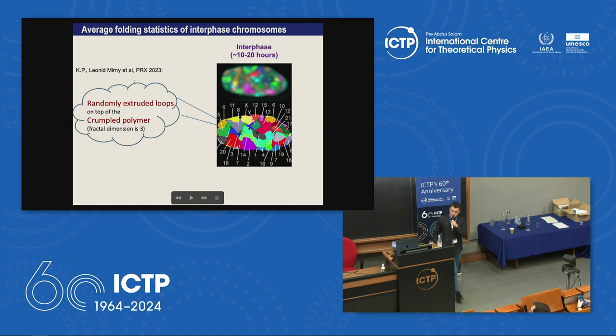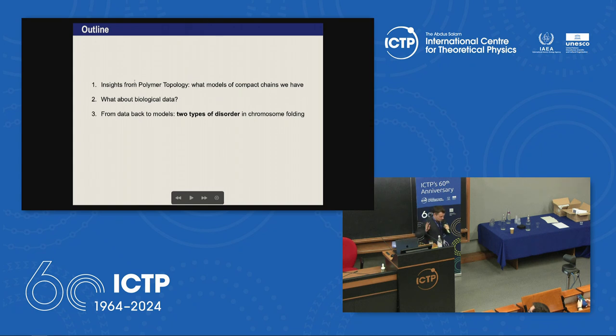That's the main message of my talk: during interphase, each chromosome that you can see here forms these famous chromosome territories, and each chromosome can be roughly described by a crumpled polymer with randomly positioned loops on top. I'll explain what that means. As an outline, first I will provide some insights from polymer physics, explaining some key concepts. Then I'll turn to the experimental data. And finally, I'll try to marry some discrepancies between models and experimental data to come up with a new model.